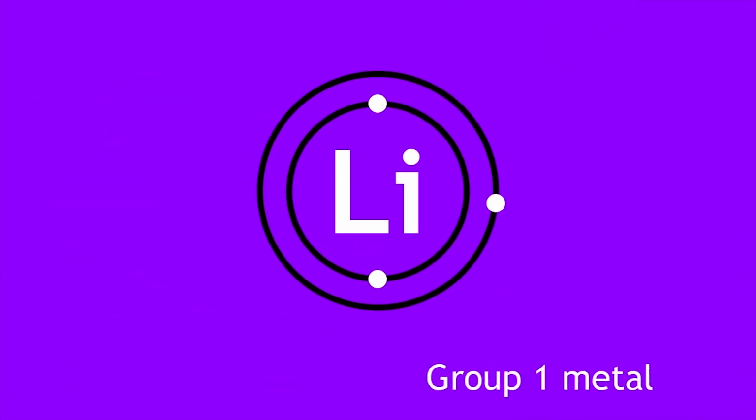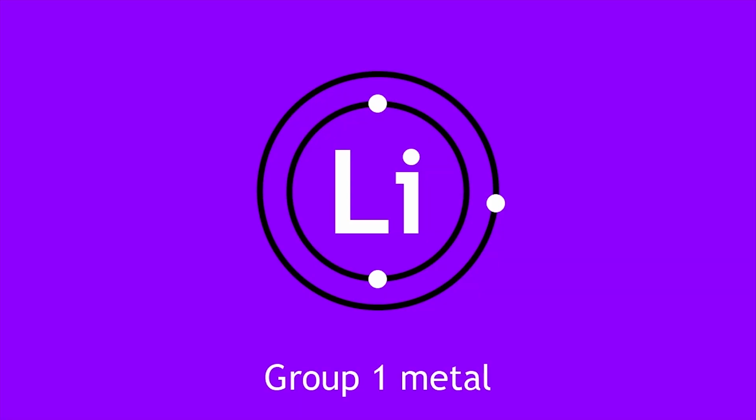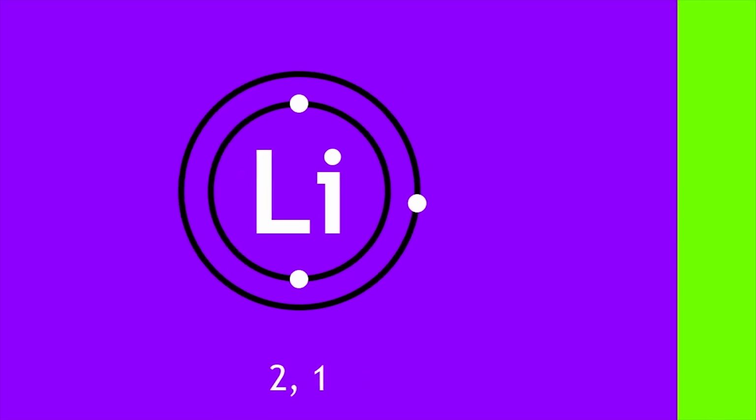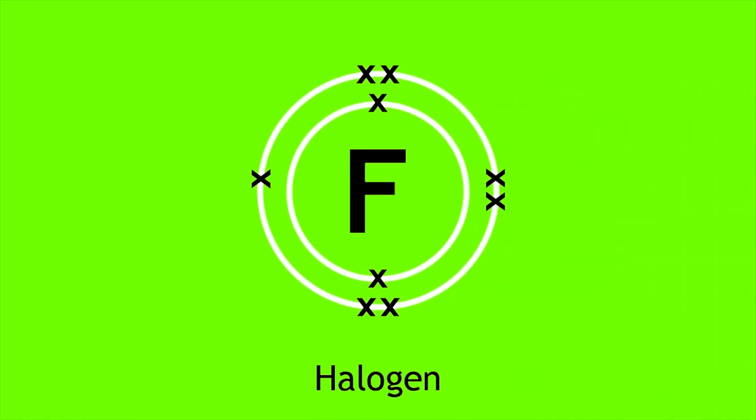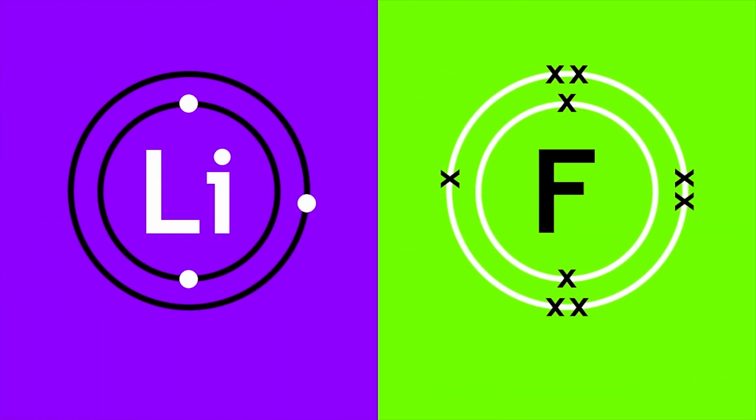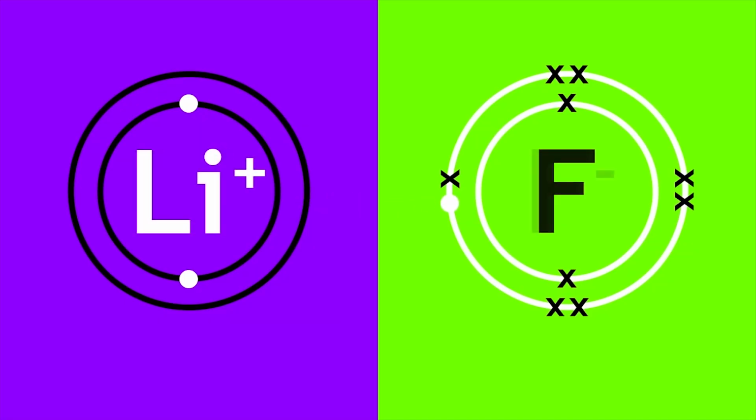Lithium is a group 1 metal and will therefore have one electron in its valence shell. Its electronic structure is 2,1. Fluorine is a halogen and has 7 electrons in its valence shell. Its electronic structure is 2,7. Lithium transfers its valence electron to fluorine, forming a lithium ion and a fluoride ion.